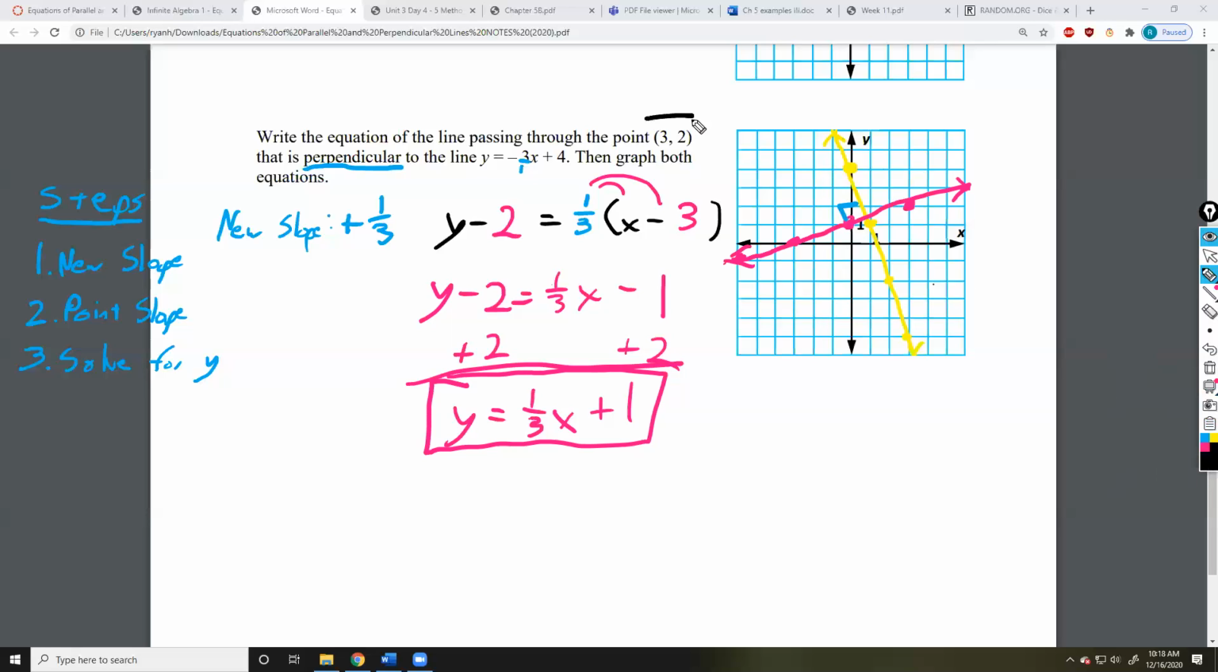All right, moment of truth. (3, 2). All right, over x coordinate of 1, 2, 3. Come on, y coordinate of 1, 2. Yes! Got it. There's (3, 2). Beautifully sitting on the line. So we know we've done it right.